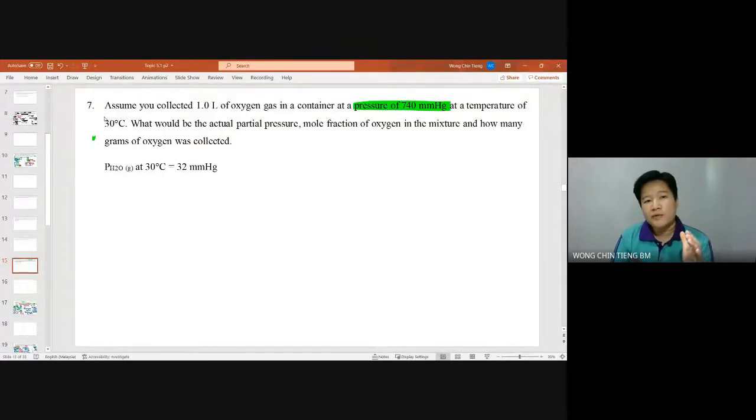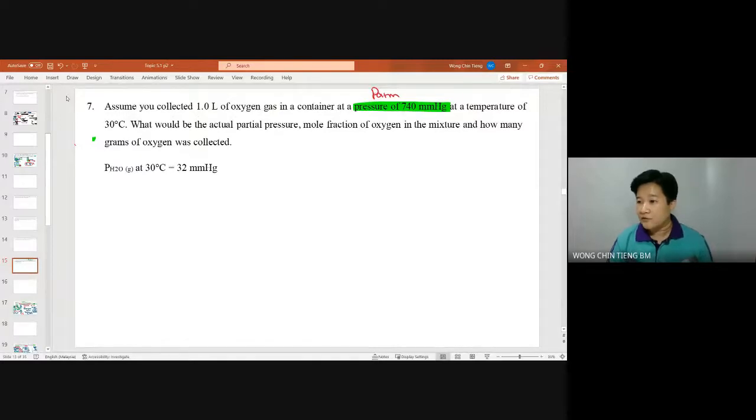Assume you collect 1 liter of oxygen gas in a container. Saya collect 1 liter oxygen gas dalam container at a pressure. At a pressure means during the collection, my pressure is 740. So the 740 is actually the atmospheric pressure. If you read the question carefully, that is actually the atmospheric pressure. That is the temperature of my surrounding. Both of this is my surrounding. Okay, itu adalah cara yang paling betul.